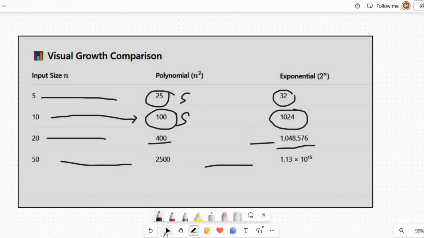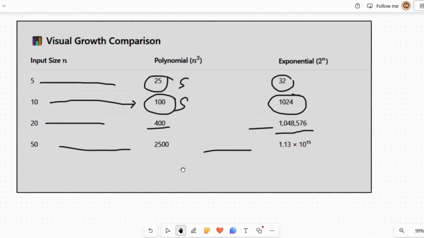So you can say that the polynomial solution is the best solution most of the time. We try to avoid exponential solutions because they take maximum time most of the time.